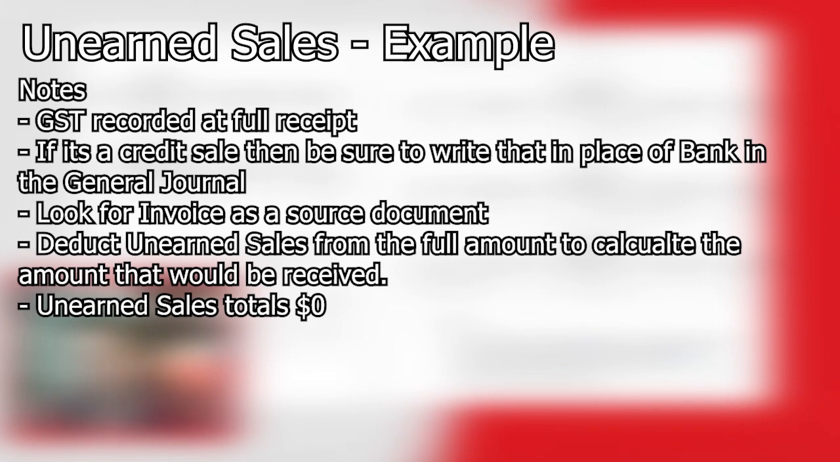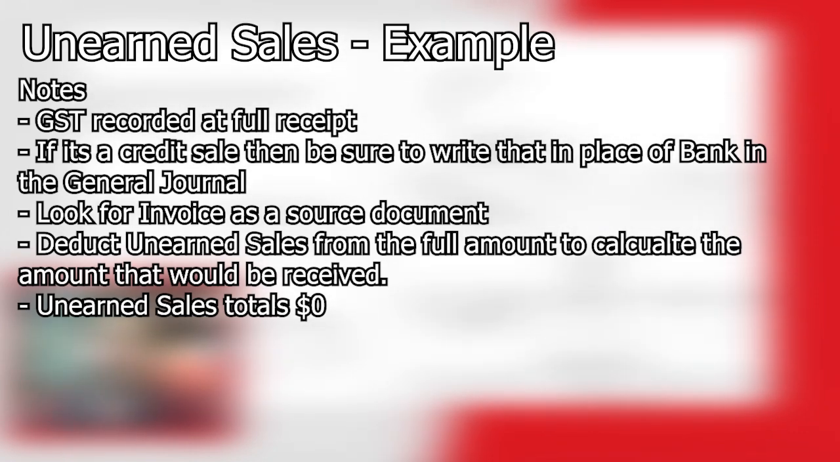So just remember to deduct the unearned sales from the amount received in total, so the total worth of the sale. That'll make sure we get the correct bank number. And at the point of sale, after the whole settlement, the unearned sales account will become zero. So it either goes to accounts receivable if it's credit, otherwise it's bank if it's cash.